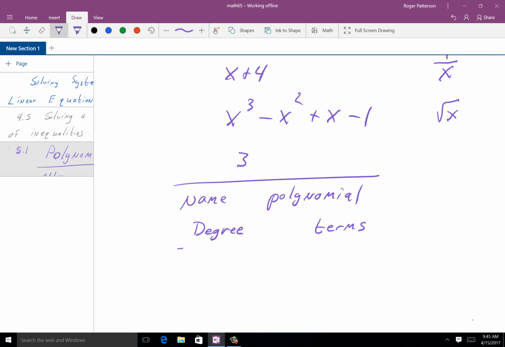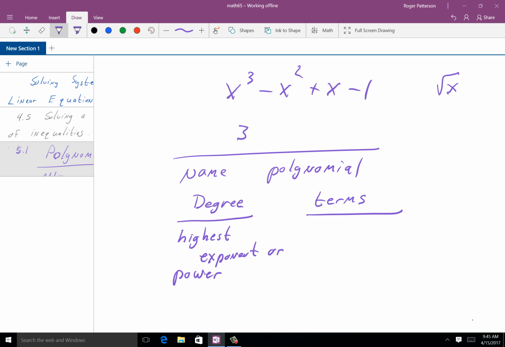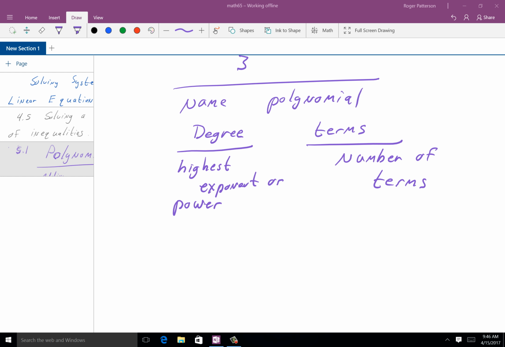So what do I mean by degree? Well, the degree is going to be the highest exponent or power, however you want to think about it, of a term. And the terms are named by the number of terms. Okay? So for example, I'm going to do it two ways. I'll put degree here, and I'll put terms here. And we'll just start out with a simple one.